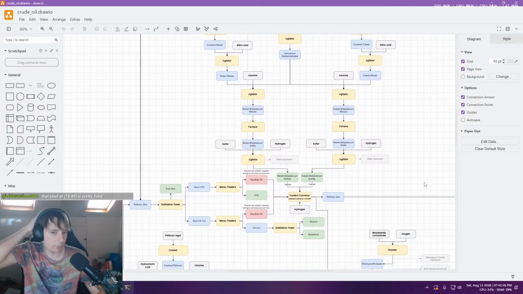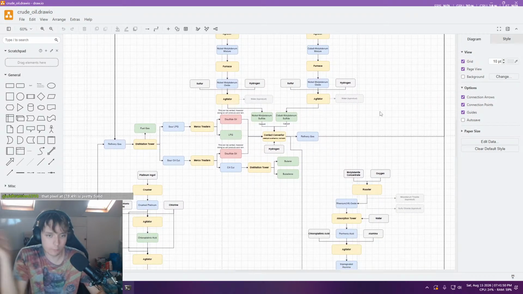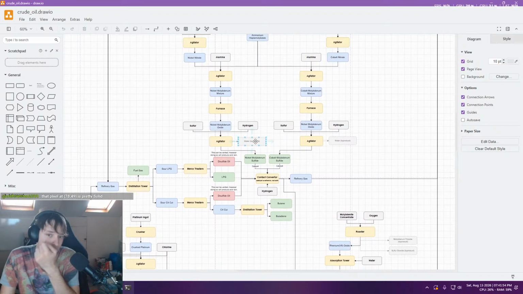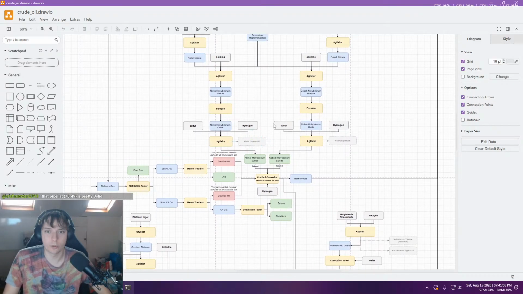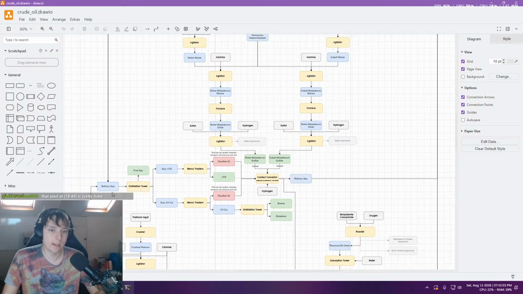I'm not going to go through it process by process, one by one, but it basically follows the overall processing of each of the fractions. So with refinery gas, you have a couple of results: fuel gas, LPG, butane, and then butadiene, which I'm probably pronouncing incorrectly.